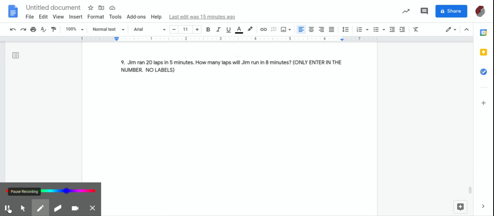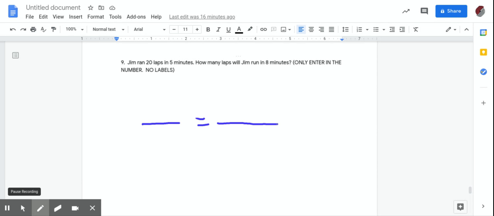Question number 9. Jim ran 20 laps in 5 minutes. How many laps will Jim run in 8 minutes? So we're going to solve this by setting up a proportion. And I'm going to put 20 laps. Laps is going to be my numerator. In 5 minutes. And that's going to be equal to, and identify what I have here. So I have 20 laps, 5 minutes, and then I have 8 minutes located right there.